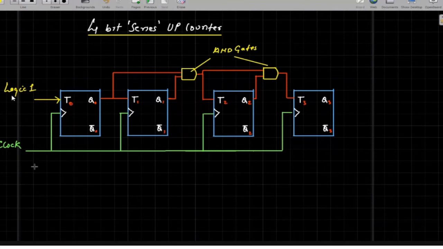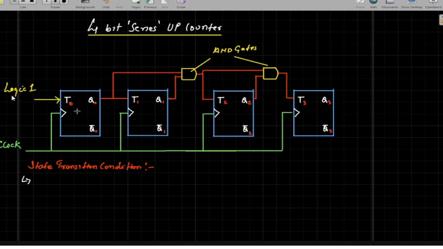So let me write now the state transition condition. State transition condition means when they change their state. So let me write the first. For example, this toggle input is applied to the first T flip-flop. So for every clock pulse, the output will toggle accordingly.